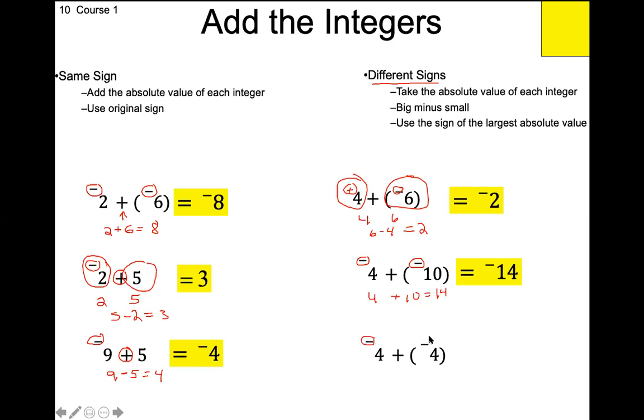Last one, look, they're both negative, so that's the same sign. Take the absolute value of both. We add them, that gives us 8. But they were both negative, so the answer is negative 8. Questions on anything we did?